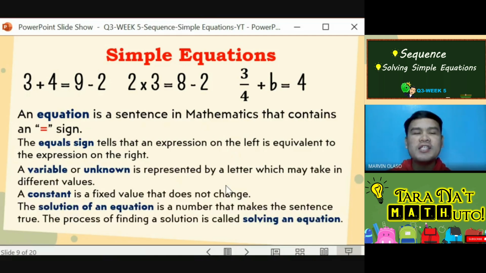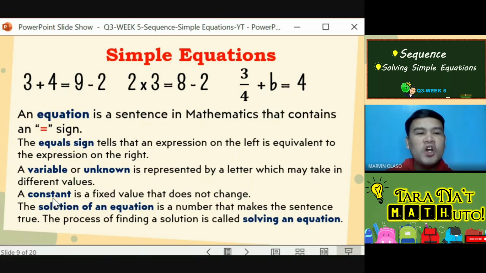Okay. To discuss, we have a variable. Ano ba ibig sabihin ng variable? A variable or an unknown is represented by a letter which may take in different values. So, kanina, balikan natin yung equation. 3/4 plus b equals 4. Ito yung tinatawag na variable, B. Any letter po ay pwede nating gamitin, A to Z. Pero mostly the common variable na ginagamit natin ay N kasi nga ang hinahanap natin ay number. Pero kahit anong letter ay pwede nating gamitin.